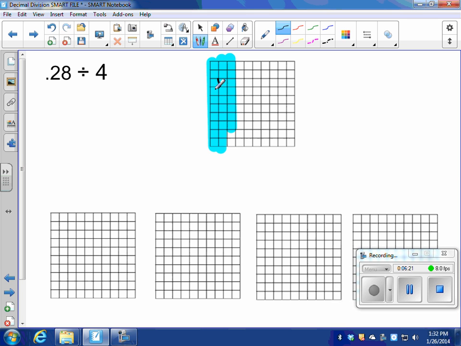So I'm going to just circle, and I'm going to try to do this as best I can. But you know how hard it is to draw with a mouse. There's 1, 2, 3, 4, 5, 6, 7. Group 2, 1, 2, 3, 4, 5, 6, 7. 3, and 4. So the answer to this is going to be 7 hundredths because I have 7 hundredths in each group.